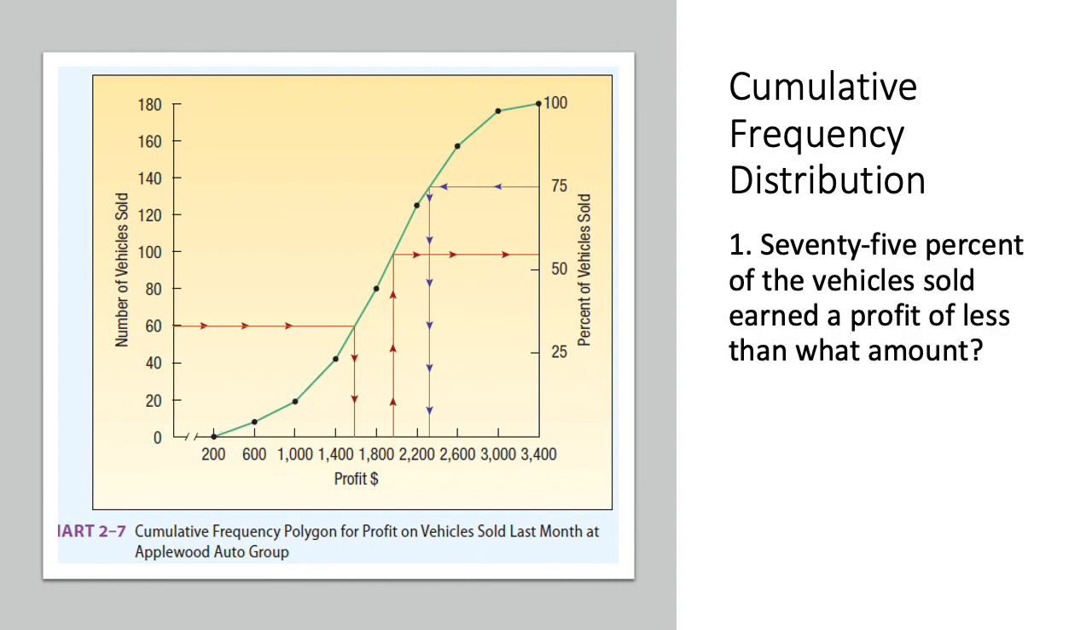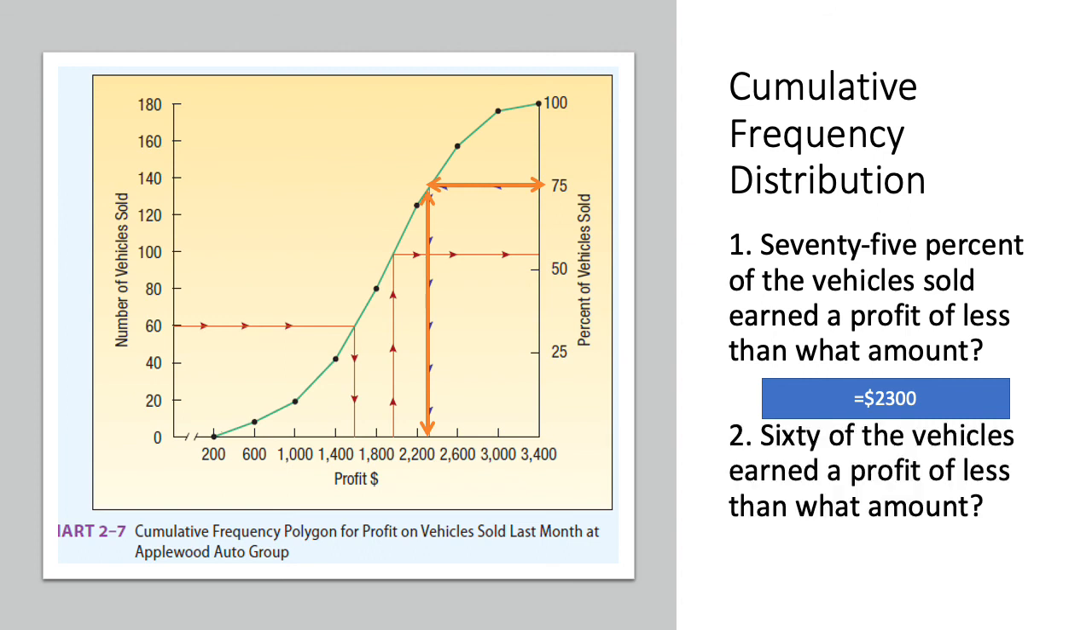Let's read this chart. First, 75% of vehicles sold earned a profit of less than what number? Let's start by going to our 75% line here. If we look at our 75% line, go to the cumulative frequency polygon, then go down to the x-axis, we can see that 75% of cars sold for a profit of less than $2,300. Let's look at it a different way. 60% of the vehicles earned a profit of less than what number? Then we can go to 60, go to the polygon, and down to our x-axis, and find that 60% of the vehicles earned a profit of less than $1,600.